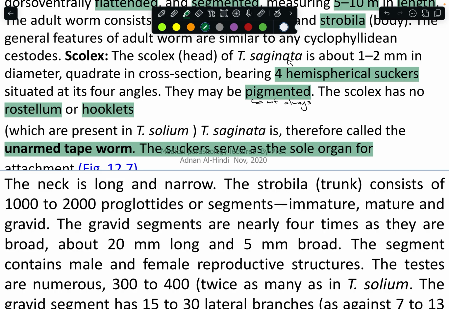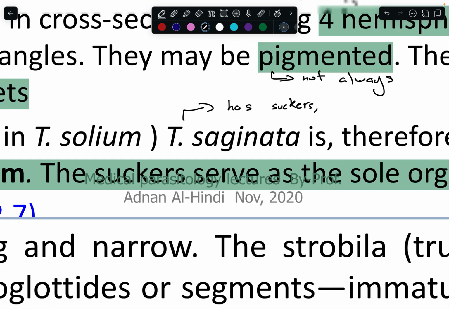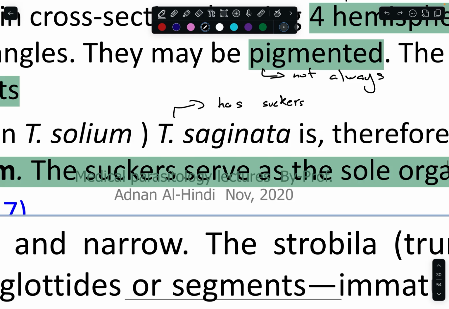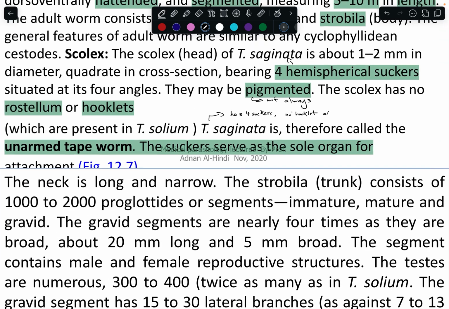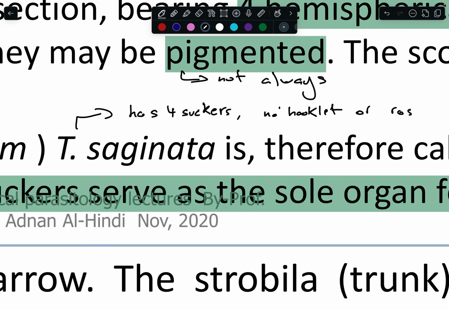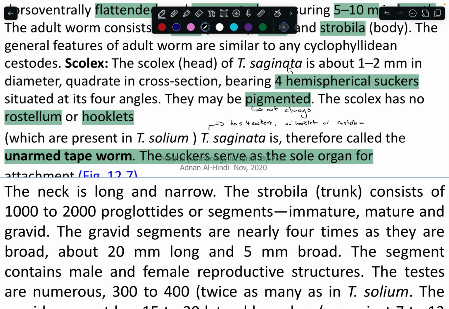So let's get this straight. Taenia saginata has suckers, four hemispherical suckers. No hooklets or rostellum. That's why it's called the unarmed tapeworm.